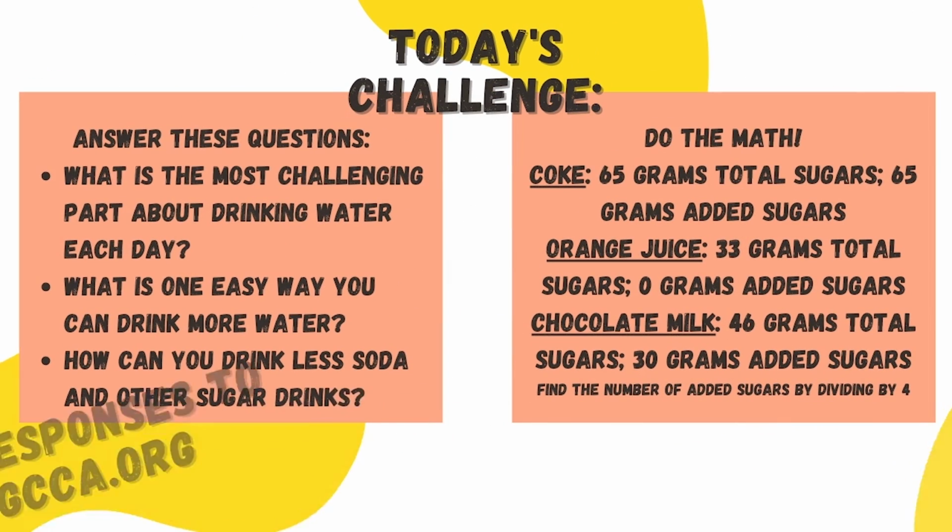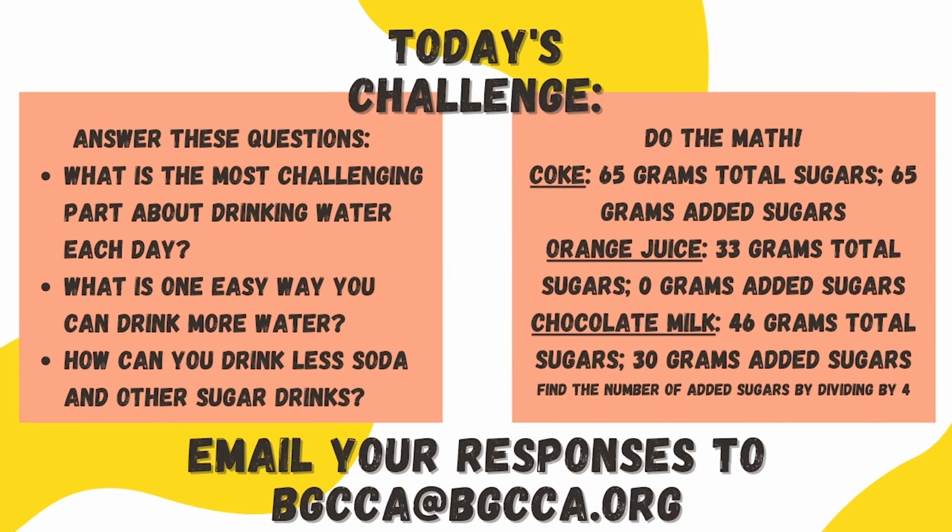For today's challenge, we have a few questions for you to answer and a little bit of math to practice. First, answer these 3 questions. Finally, it's your turn to do the math. Earlier, we looked at how many total teaspoons of sugar were in each drink. Now you do the math to see the proportion of added sugars versus total sugars. Figure out how many grams of added sugars are in each drink by dividing the number of added sugars by 4.